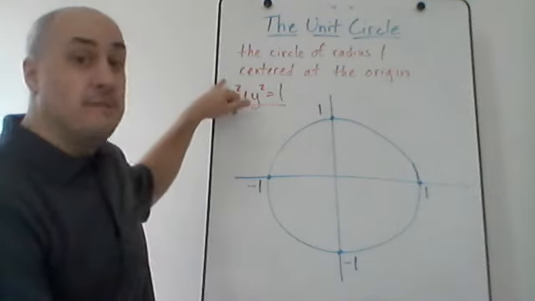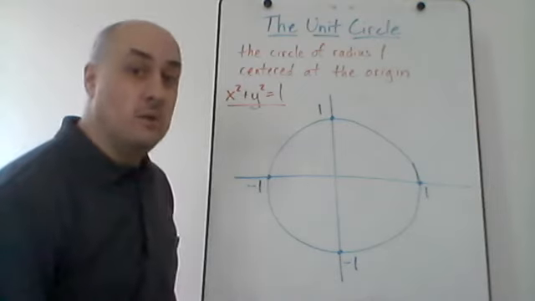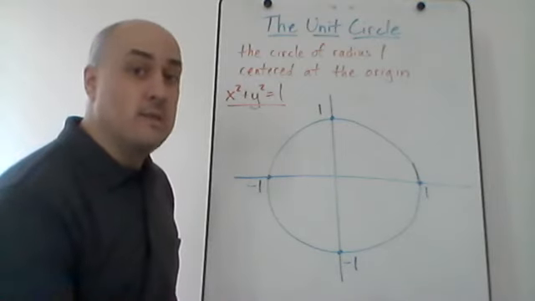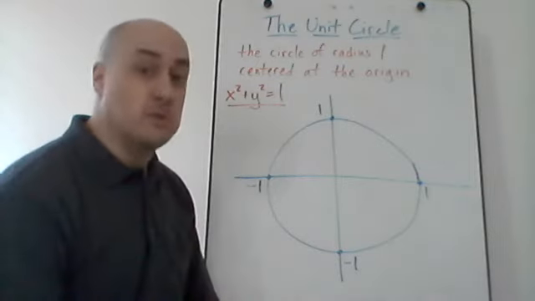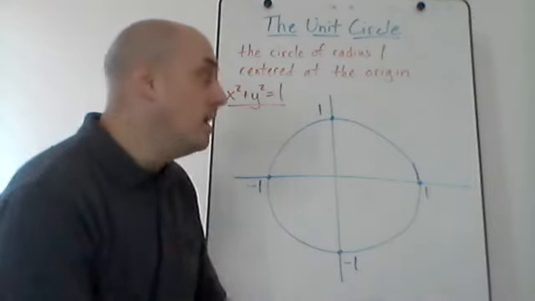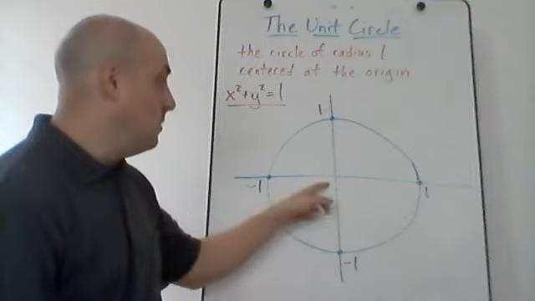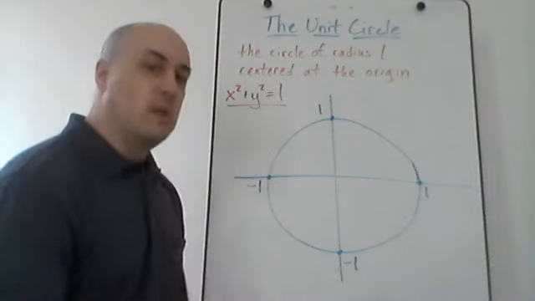All right, so the definition of the unit circle: it is the circle of radius 1 with the center at the origin. Right, so unit means 1. So the unit circle is the circle that has a radius 1, and we put that circle of radius 1 with the center of it at the origin. We call that the unit circle.